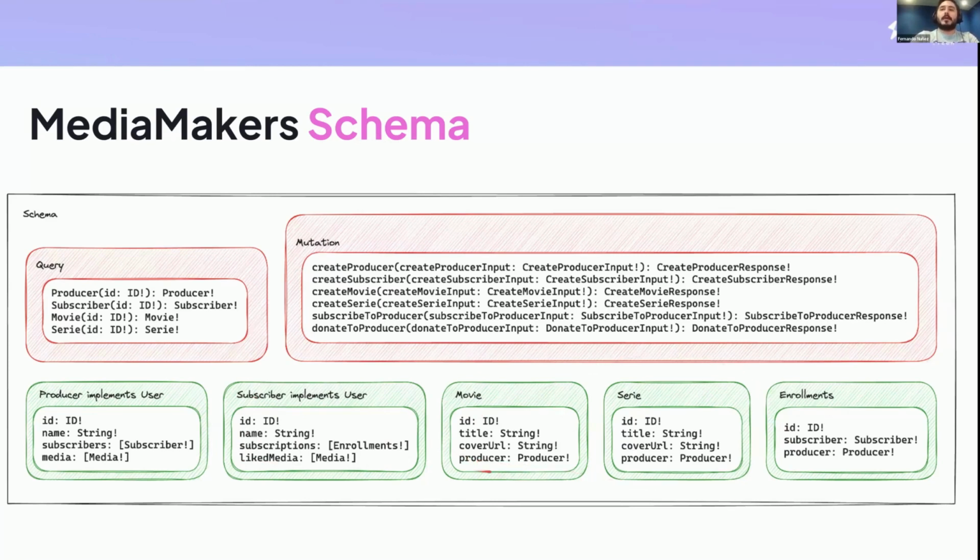And well, we have the movie and the series. The thing I want you to focus on here is that both of them have a producer field that they need to resolve, but this producer field should be resolved by our account domain, which is basically the one that owns the producers. And well, the enrollments type basically takes care of the relationship between the subscribers and the producers.